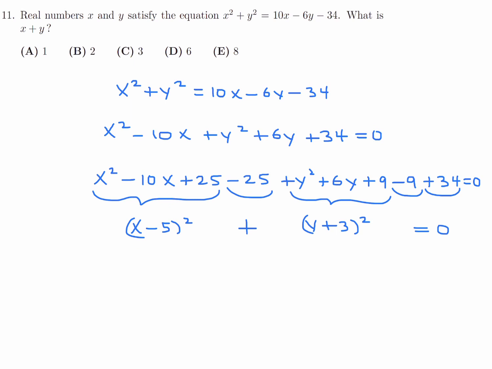So if this is 0, that means that x is 5. And if this is 0, that means that y is negative 3. So they want x plus y. x plus y will be 5 plus negative 3, and that is equal to 2. So number 11, the answer is B.